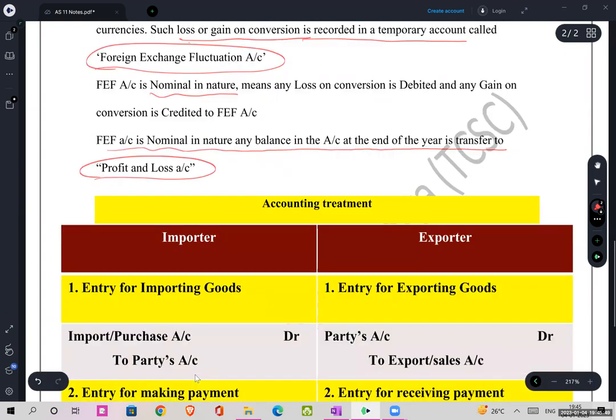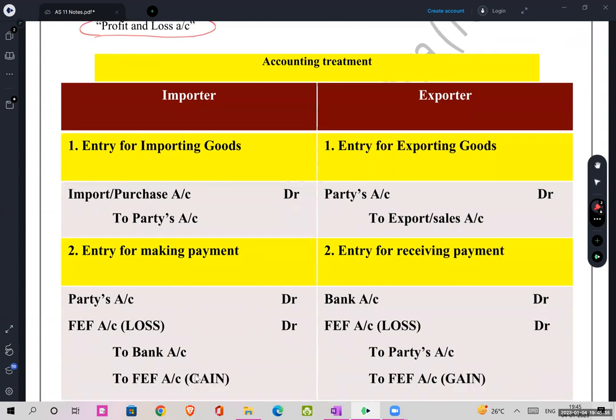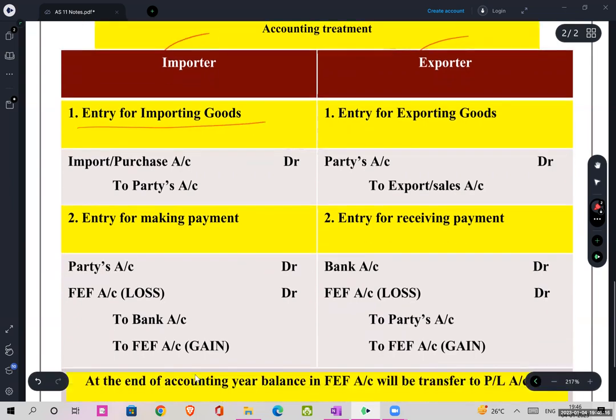Now you will have accounting treatments, that is, journal entries from the point of view of the importer and the exporter, as I gave you the example of me exporting goods to the US and me importing goods from the UK. So when I am importing goods, I am purchasing goods. That is why my journal entry will be import account debit or purchase account debit to the party's account. And when I am exporting goods, I am making sales, so my journal entry will be party account debit to export or sales account.